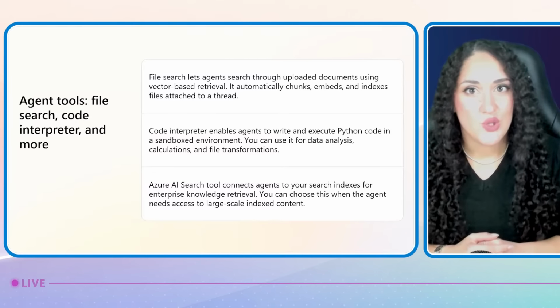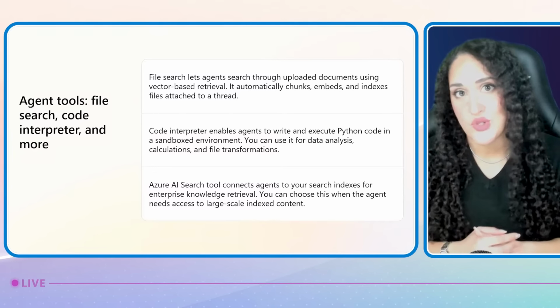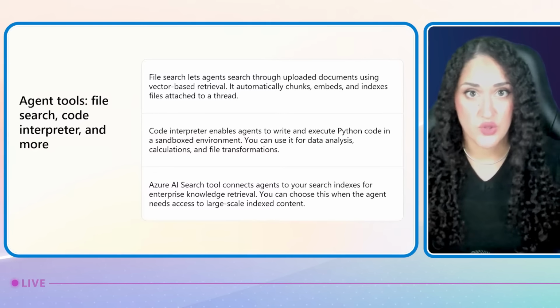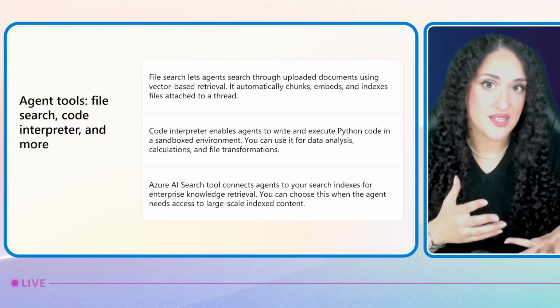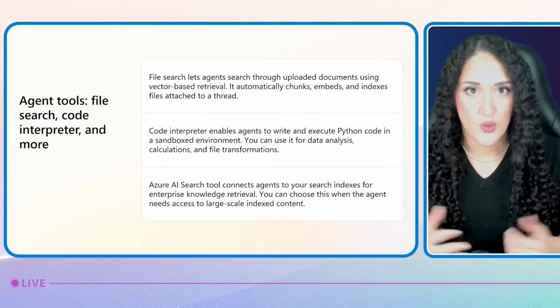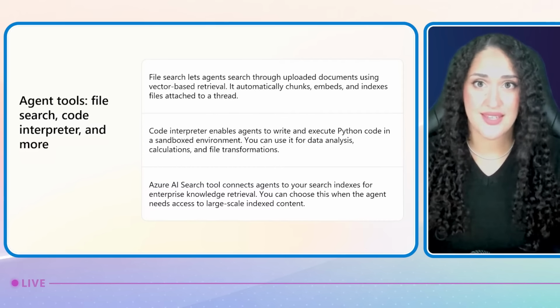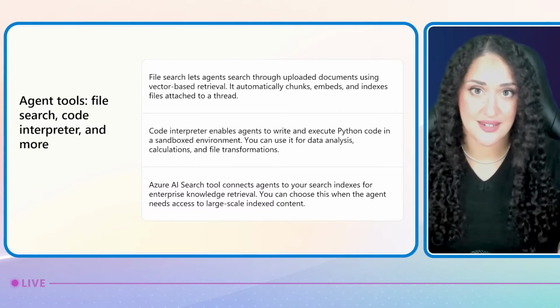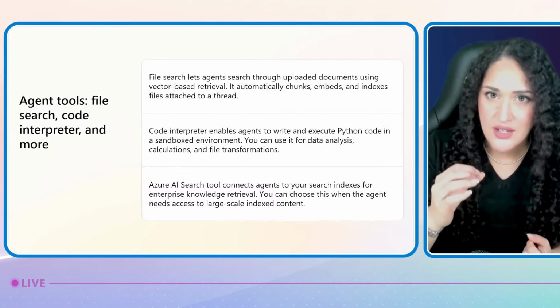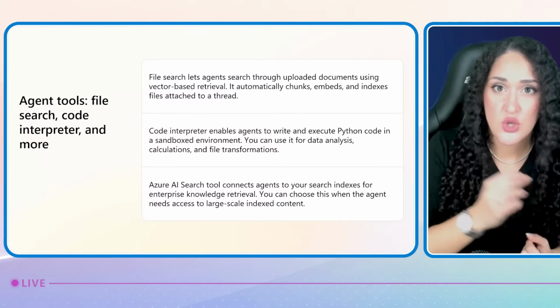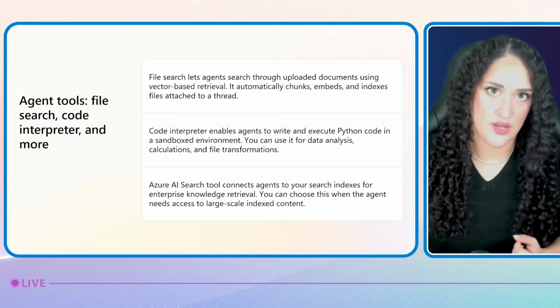Let us review agent tools that we have available for our agents. File search uses vector retrieval over uploaded documents. Code interpreter runs Python in a sandbox for calculations and data work. Azure AI Search connects agents to your enterprise indexes, and it can help you implement RAG. If you can match the capability to the requirement, you'll be one step closer to passing your exam.